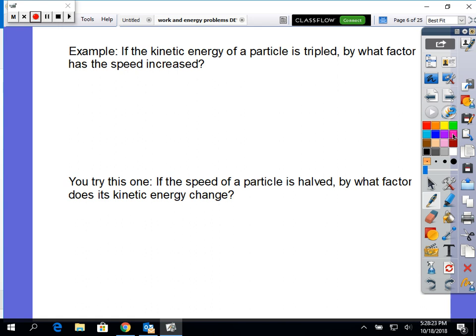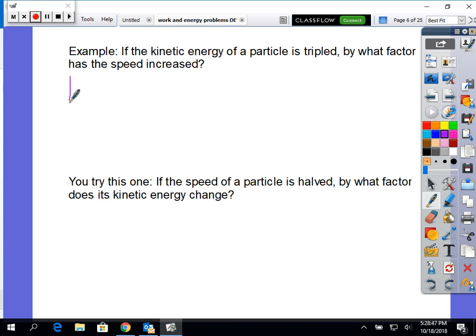Here are some examples of problems with kinetic energy. This one says, if the kinetic energy of a particle is tripled, by what factor has the speed increased? Now, this is one of these problems that doesn't have as many numbers in it that sometimes bother students, but it's really not a hard problem.